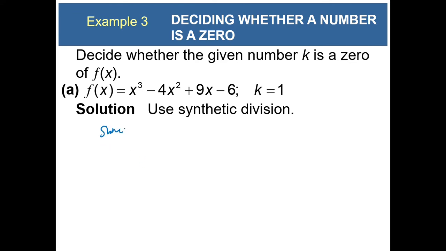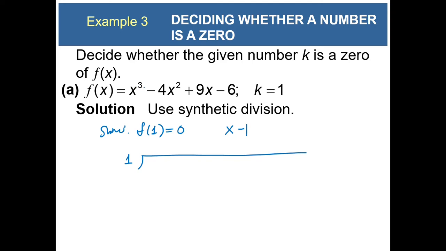All I have to do is show that f of 1 is going to be 0. Then that implies that this is a zero of f of x. So we're going to use the remainder theorem, and we're going to divide our function by x minus 1. So let's use synthetic division. Again, we're going to take the opposite of this, so that's positive 1 here for our divisor. And we're going to write the terms inside the dividend.